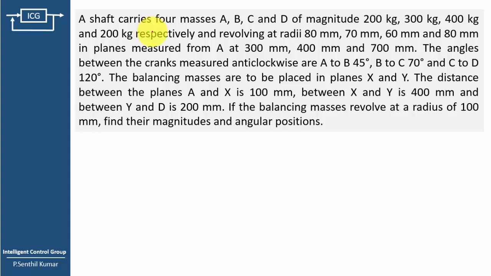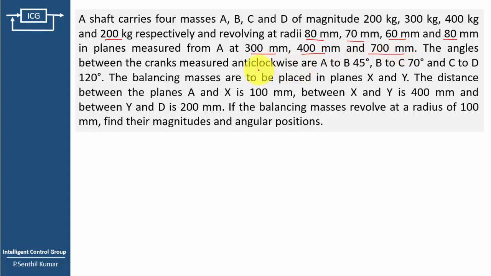A shaft carries 4 masses A, B, C and D of magnitude 200 kg, 300 kg, 400 kg and 200 kg respectively, revolving at a radius of 80 mm, 70 mm, 60 mm and 80 mm in planes measured from A at 300 mm, 400 mm, 700 mm.